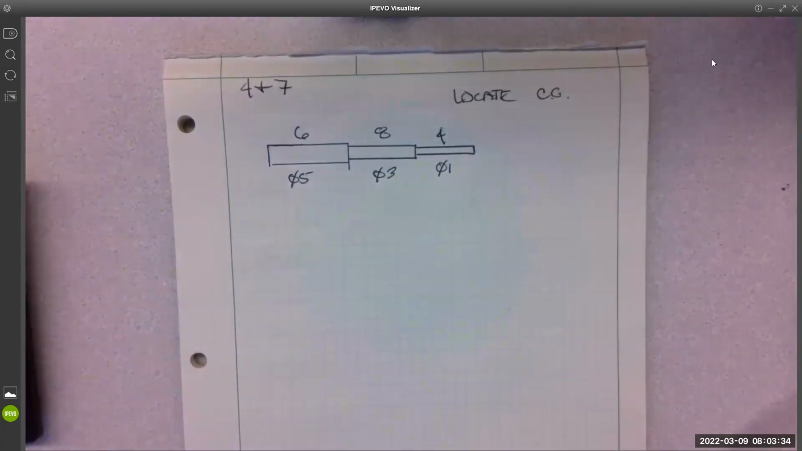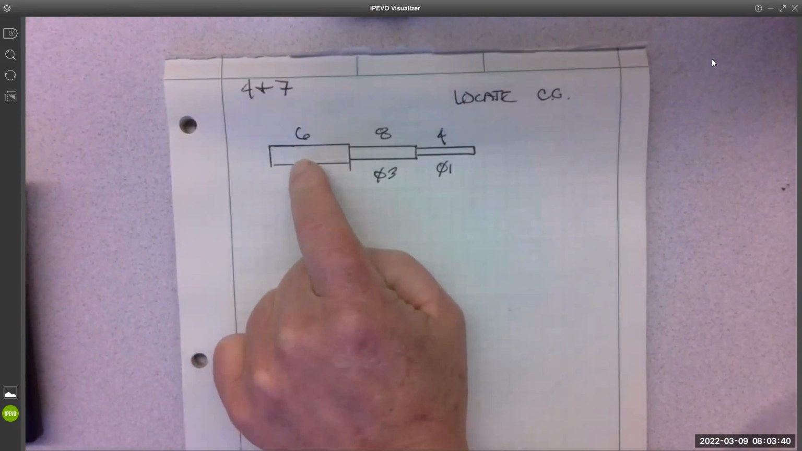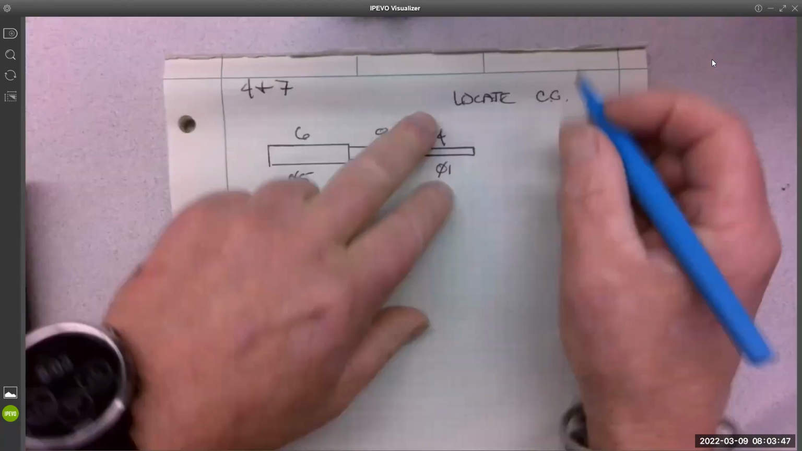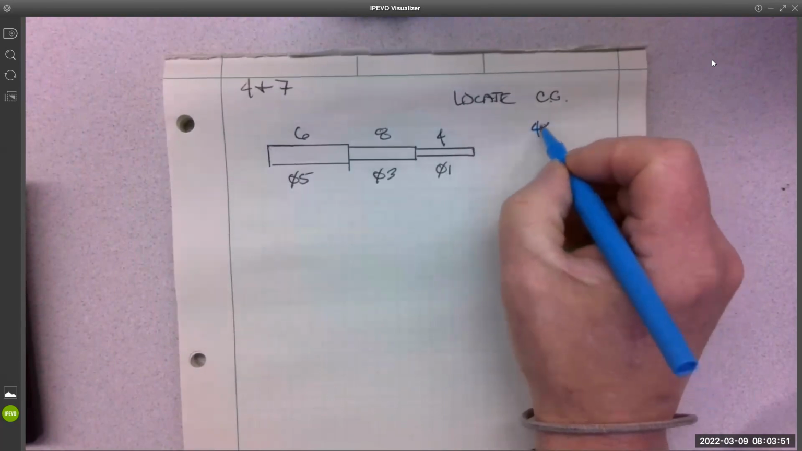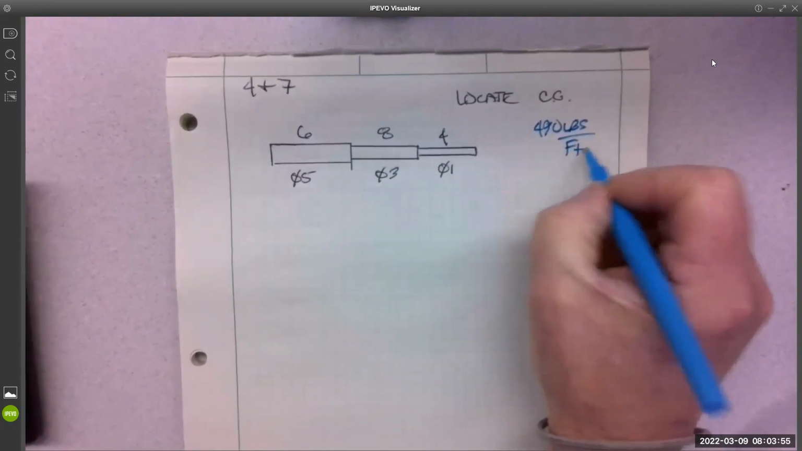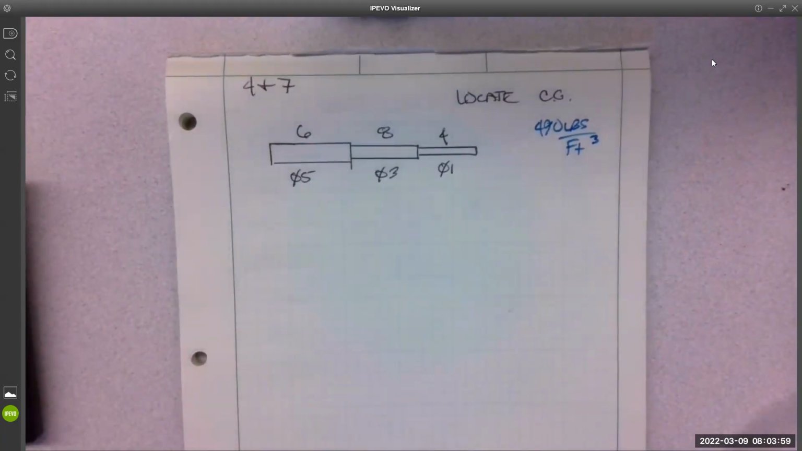So 4 is a weight problem because we are given the material, correct? What is it? Steel? And did you look that up? What is it? How much? 490 pounds per foot cubed?